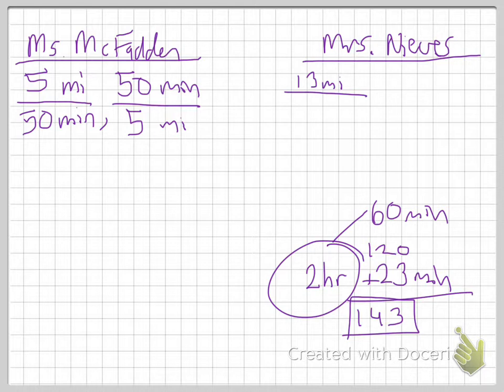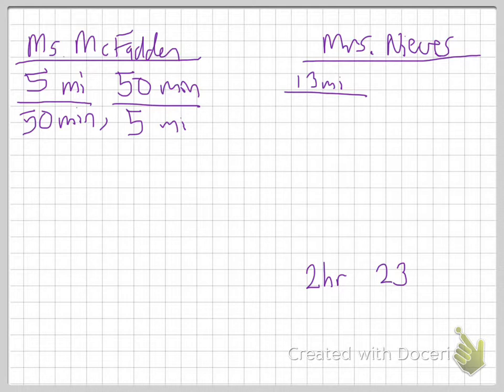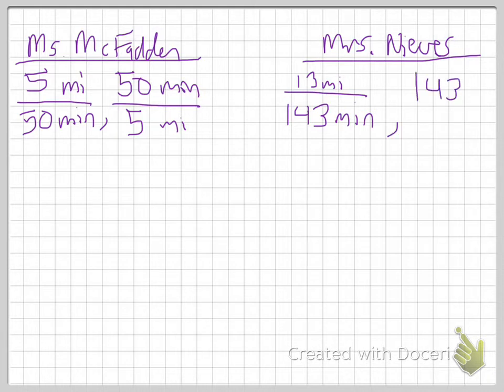Now I'm going to try to erase all of that. Nailed it. Oh, I'm still erasing. 13 miles in 143 minutes. And same thing, we can flip-flop mine to give a rate of 143 minutes for every 13 miles. So that's how fast Miss McFadden and I run.